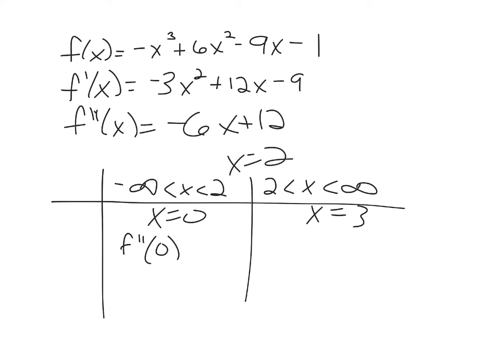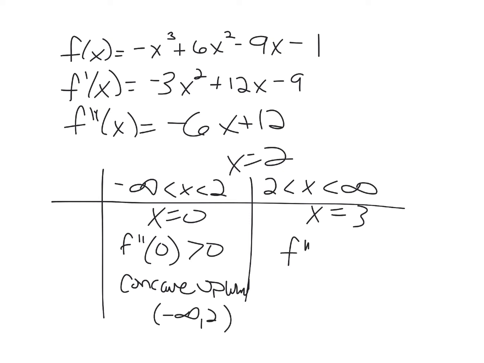f double prime of 0. That will get us a positive number, so it's greater than 0. So therefore, we'll be concave up from negative infinity to 2. And then when we do f double prime of 3, that will be negative 6, so that would be less than 0. So therefore, we're concave downward.